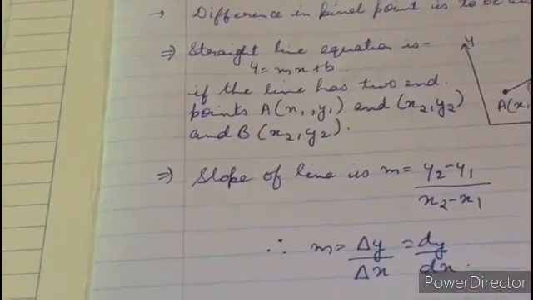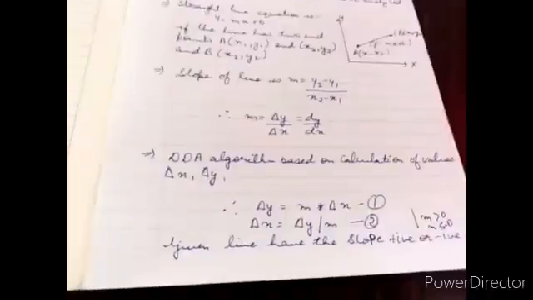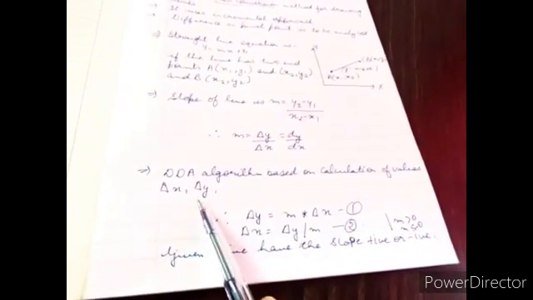How do we calculate the line equation, how do we define a line equation? What is the DDA algorithm? The DDA algorithm is mainly based on the calculation of these values, that is delta x and delta y. How will we calculate these values? Firstly we are talking about delta y.